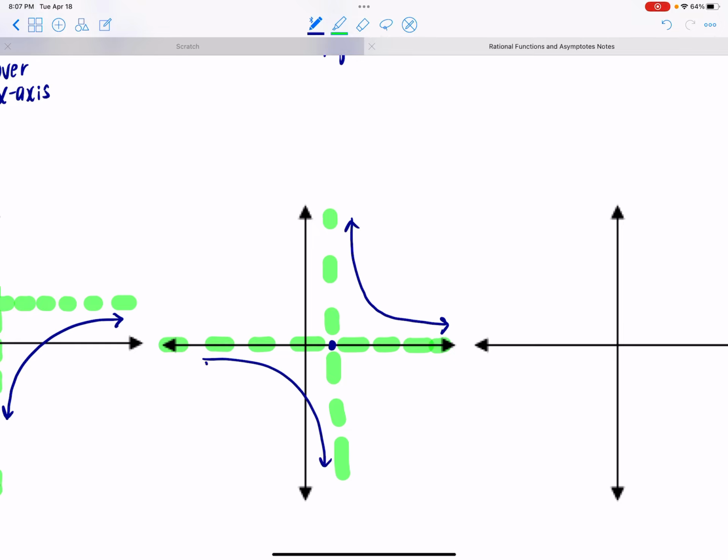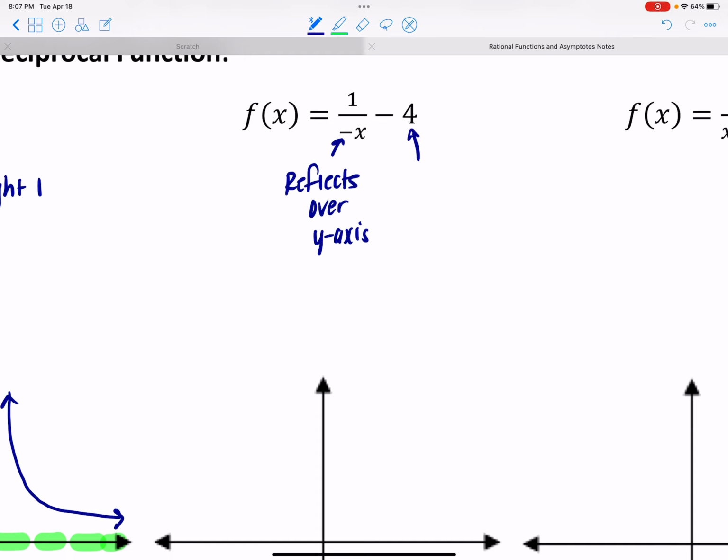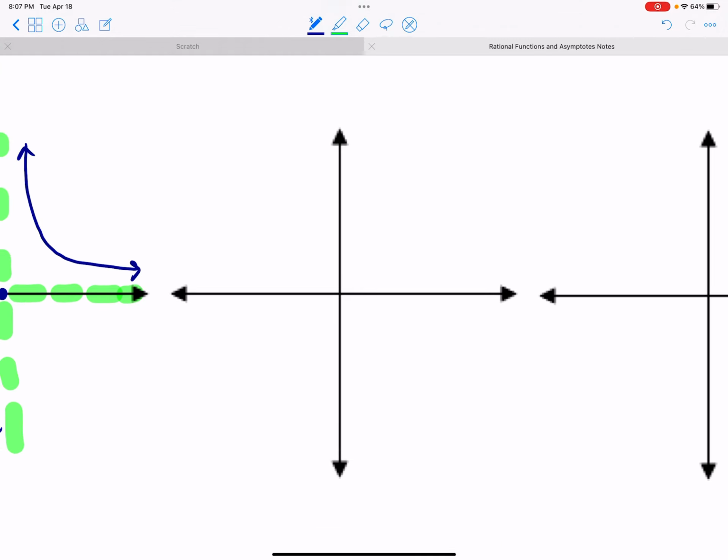Okay, similarly here. Here's my parent function. And then I can see this negative. When I multiply the input by a negative, it's going to make everything reflect over the y-axis. And when I subtract 4 from my outputs, that makes everything shift down 4. So let me start with the shift down 4, starting at the origin, then go to 1, 2, 3, 4 units down. That will be the new point where my asymptotes are going to cross. So the vertical is not going to move. We're not going left or right, but the horizontal is now down at negative 4.